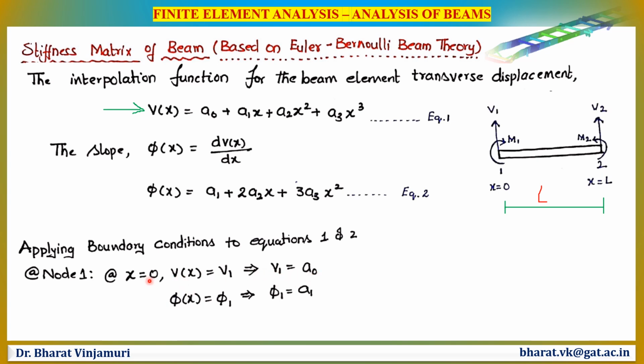Similarly, if the same boundary condition is applied to the slope, phi of x is equal to phi 1. So phi of x is equal to a1 plus 2a2 into 0 plus 3a3 into 0, which results in a1 equal to phi 1. So already we have found the two coefficients a0 as well as a1. Let us move forward to find the coefficients a2 as well as a3.